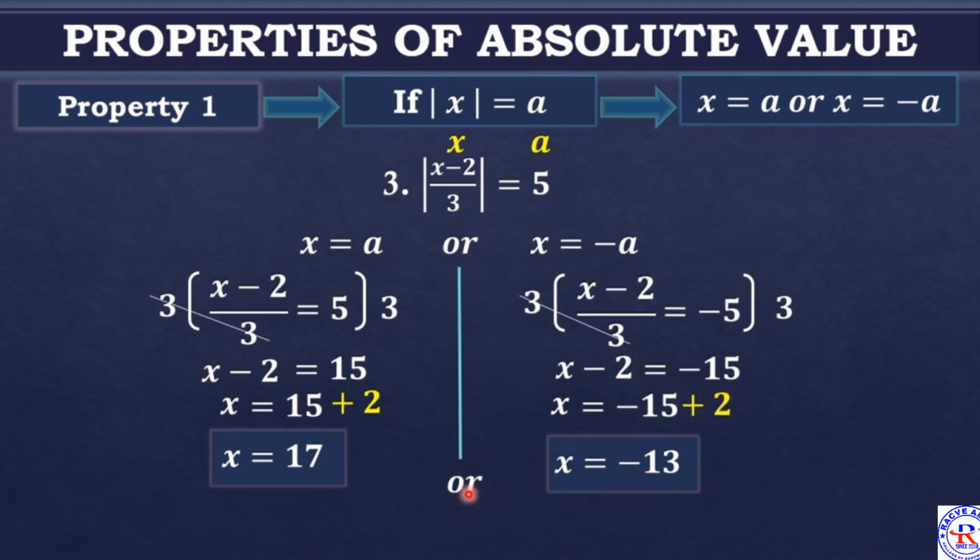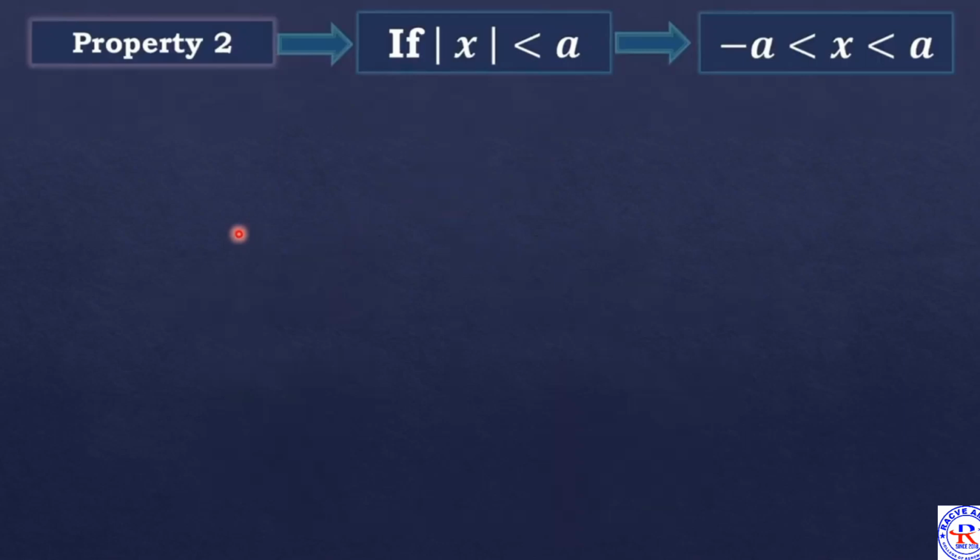So, our solution set is 17, negative 13. Ito po yung sagot niya. Okay, so ito po ang gagawin kapag may fraction. Ganun lang din po siya. Okay? Let's proceed to property number 2.